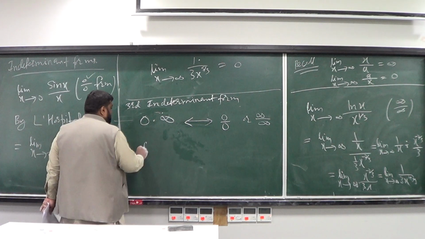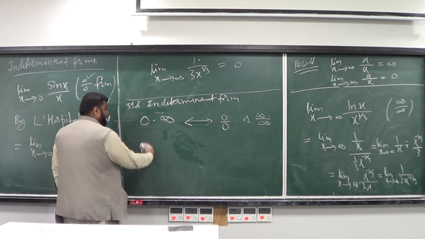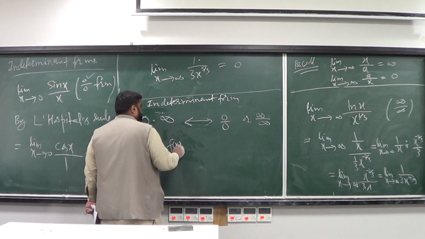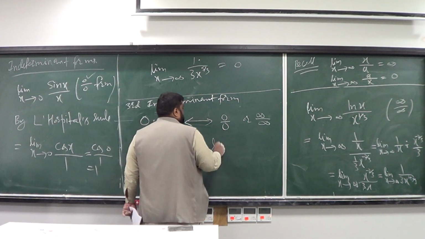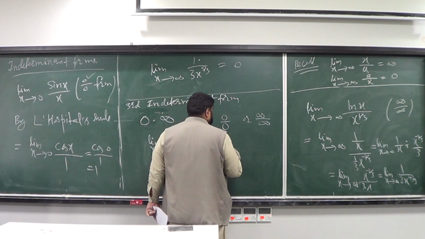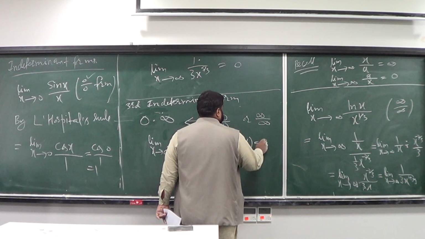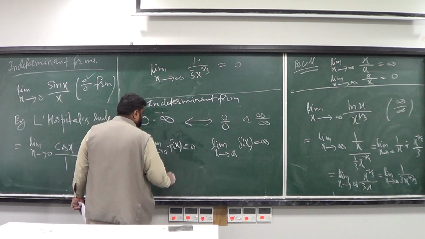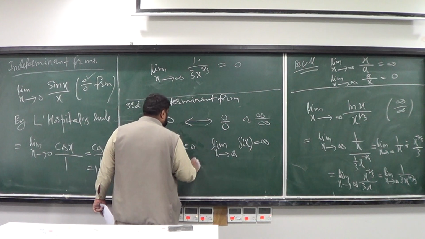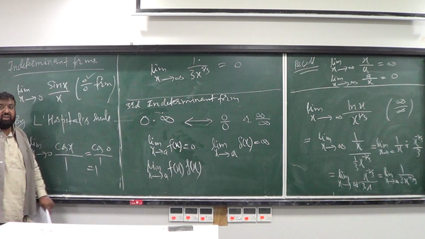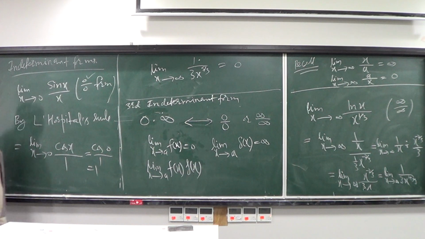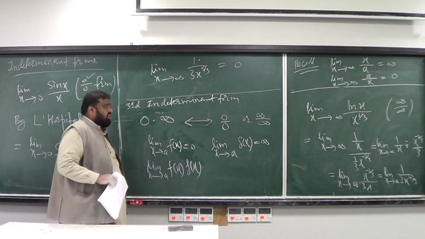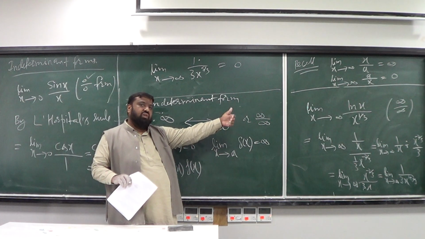So for example, I have a function f. So how to do it? Imagine you have limit x goes to a of f of x giving you 0, and as x goes to a, g of x is giving me infinity, and I want to compute limit x goes to a of f of x multiplied by g of x. Now this would be 0 times infinity, so it would be an indeterminate form. The question is, how can I convert it into 0 by 0 or infinity by infinity form?